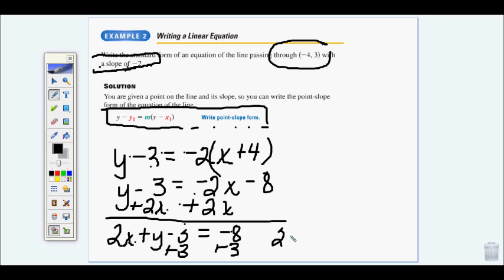Now I have 2x plus y. There are my variables on the left side. And on the right, negative 8 plus 3 gives me negative 5. So now that equation is in standard form.